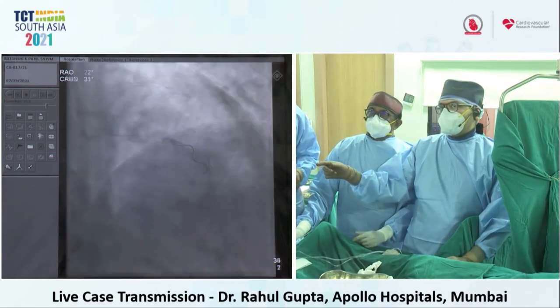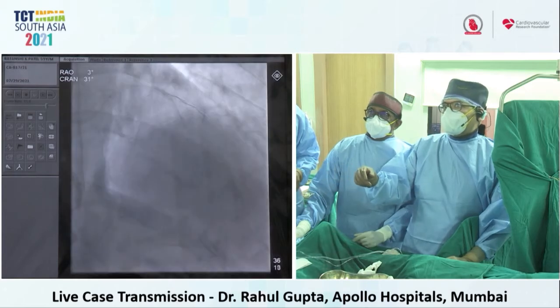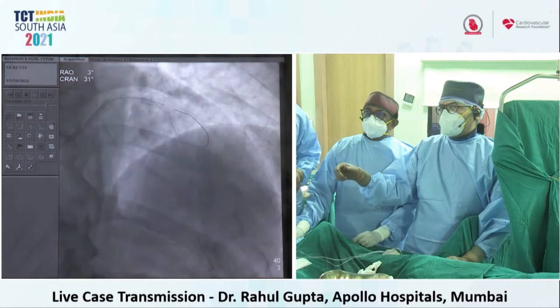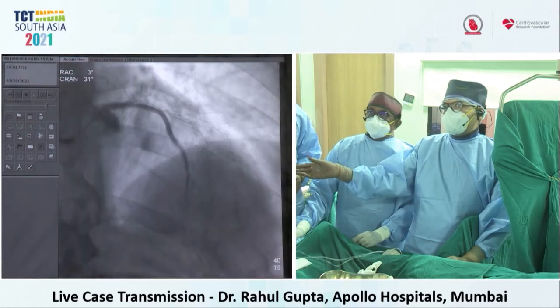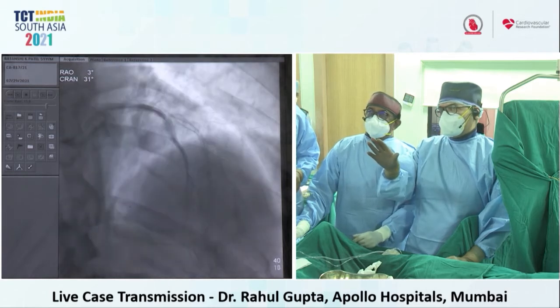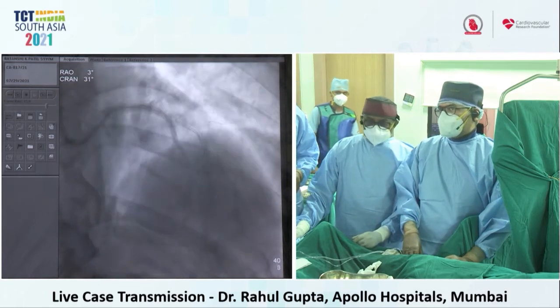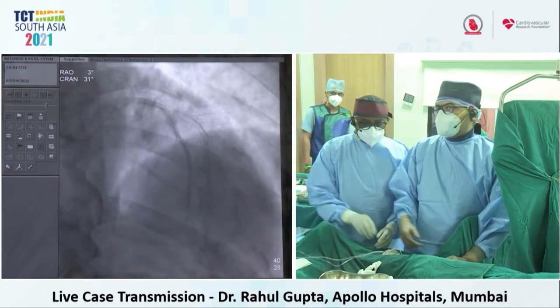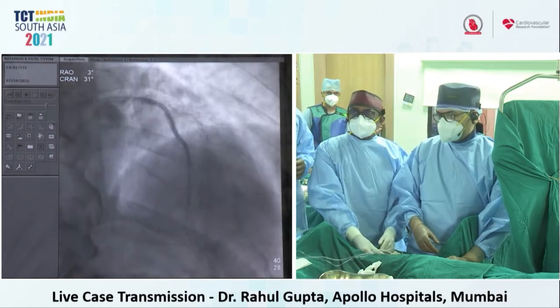Next. I rewired the diagonal again. After that, I did a post dilatation. Next. Did a POT. Then these are the final pictures. So the diagonal is flowing very well, and the LAD result appears to be reasonably good, and these are the final pictures. So now we are going to work on the other vessels as we will break from here.